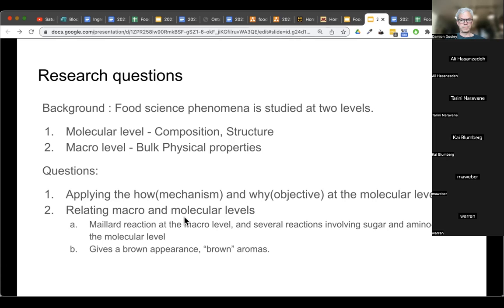So some of the questions here were, when we get into molecular level distinctions: at this level, is there still a mechanism and objective? And yes, there is. And can we relate the macro and the molecular levels? Here's a very simple example. At a molecular level, a Maillard reaction actually is several different reactions, and at a really high level, you would say it gives a browning appearance or a browning aroma.